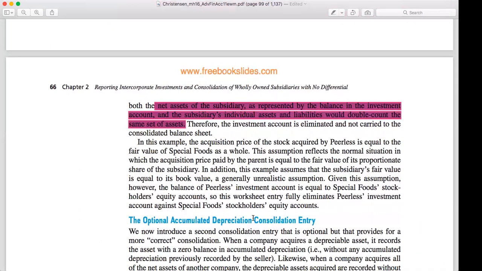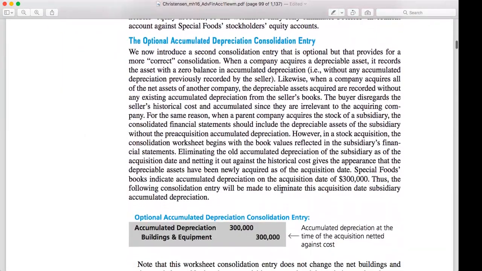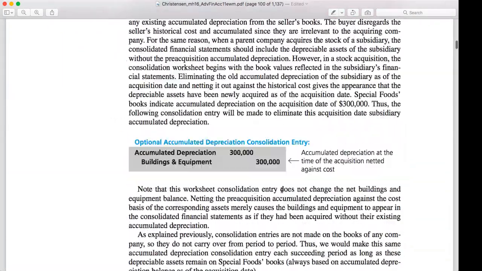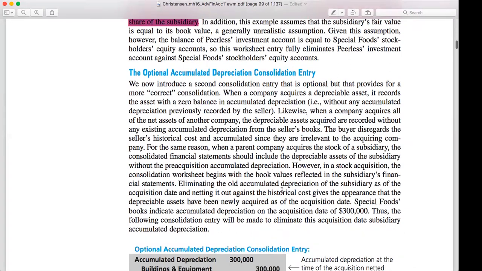In this one, the acquisition price of the PLS is equal to the fair value. That reflects the normal situation in which the acquisition price paid by a parent is actually equal to the fair value of the proportionate subsidiary itself. And this is the optional calculation of the precision consolidation entry. So there is an option that provides a more correct consolidation.